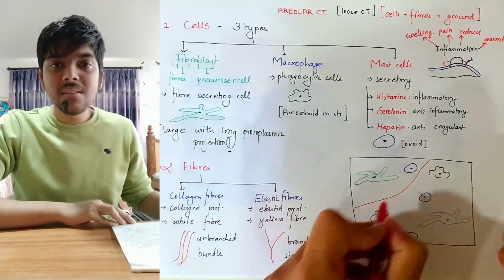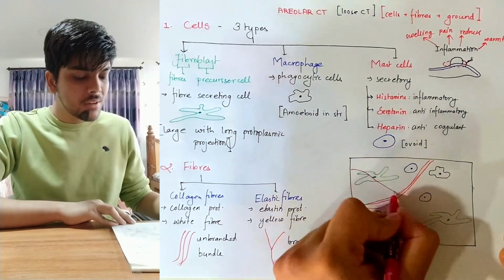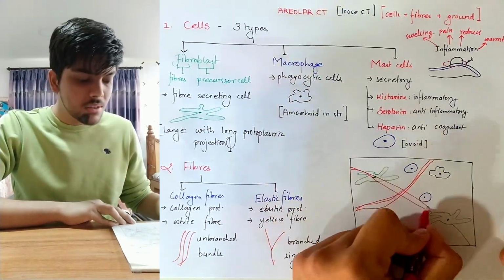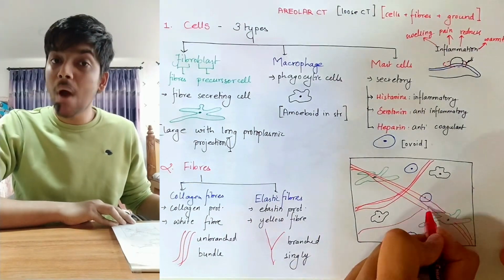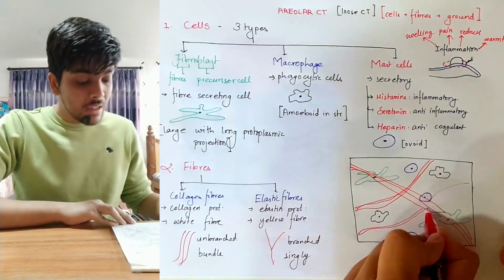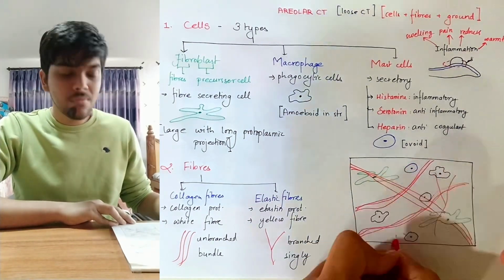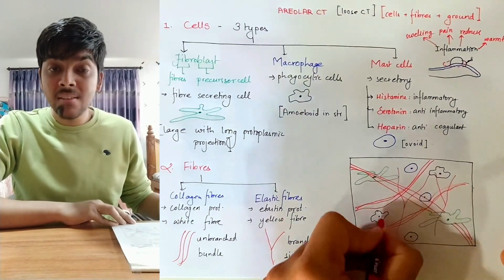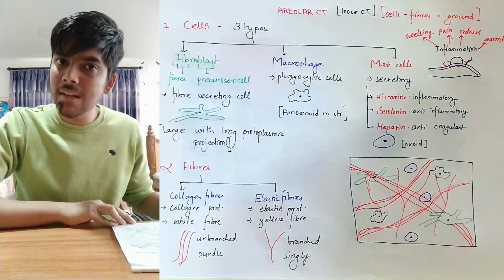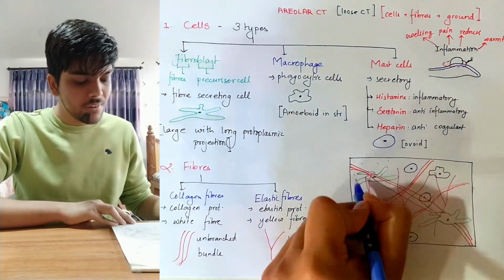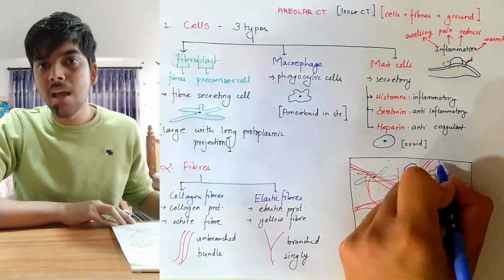The fibroblasts, they secrete fibers. These fibers are of two types. We have collagen fibers, which are found in bundles and are unbranched. They are white in color due to the presence of white protein, collagen. As well as you have elastic fiber. Elastic fiber is found singly and is branched. It is yellowish in color due to the presence of yellowish protein, elastin. Both these fibers and cells, they are present on a ground which is known as matrix.